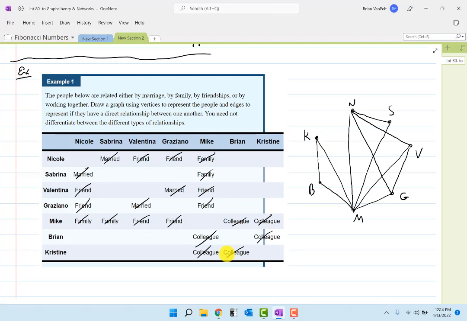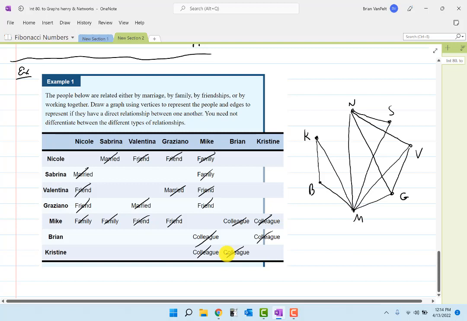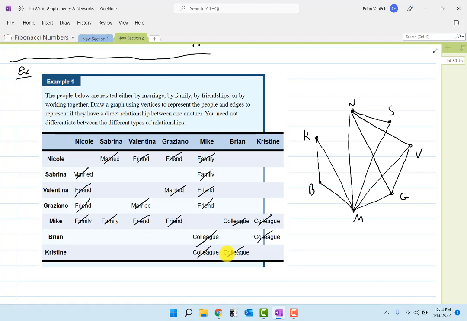So that's one way of drawing it. You really can use your imagination to make the picture look any way you want. The only problem with it is the more complicated you make the picture, the harder it is to work with it.